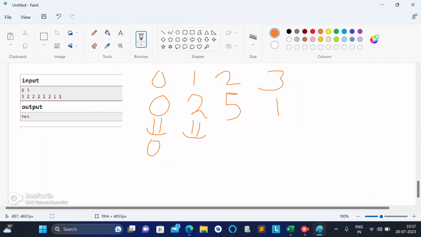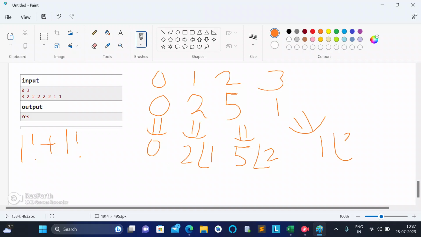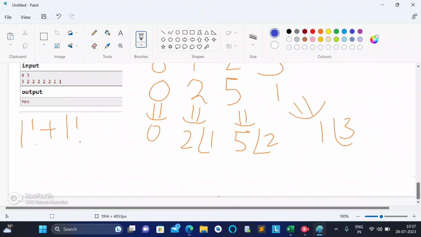So as 0 is present 0 times, it will contribute 0. As 1 is present 2 times, the answer contains 1 factorial plus 1 factorial, so 2 into 1 factorial. 2 is present 5 times, so 5 into 2 factorial. 3 is present 1 time, so 1 into 3 factorial. This is the same as what I had done above in the previous example.